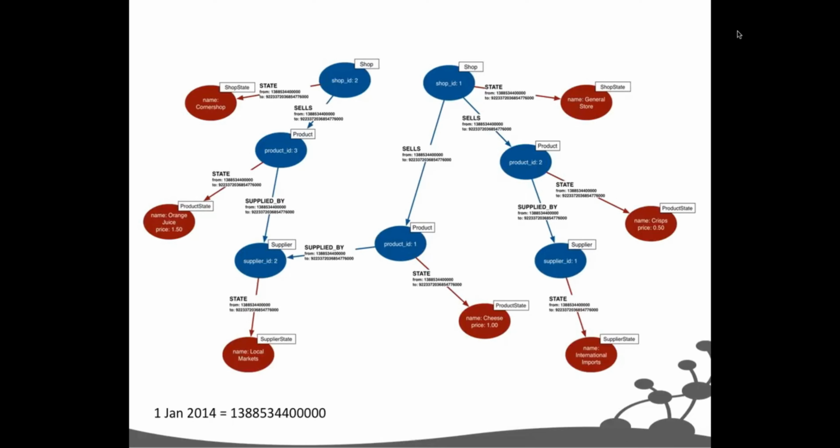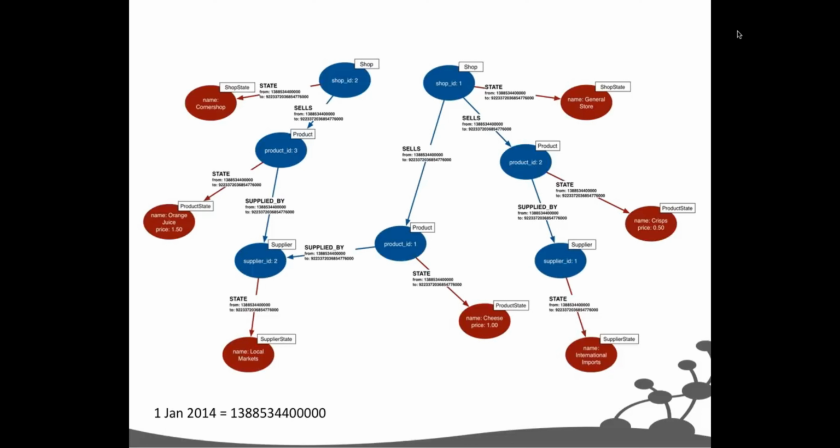So the really long numbers beginning 9, 2, 2, 3, that's max long, okay, infinity as it were. It's a magic number that says, well, this particular relationship, the timestamp here, the from value hasn't been closed off at this point in time.